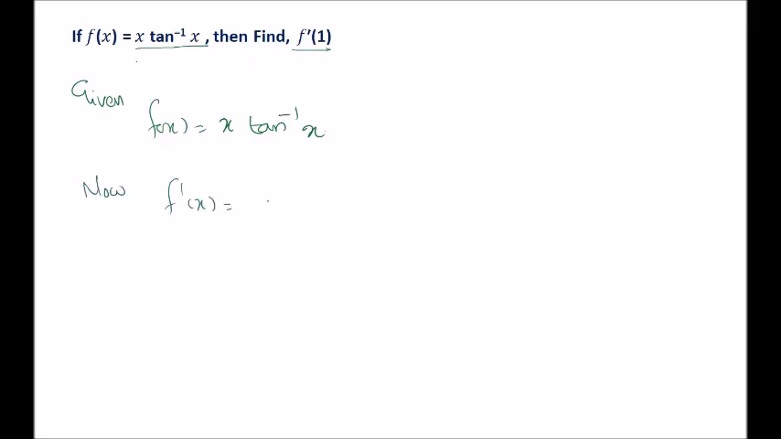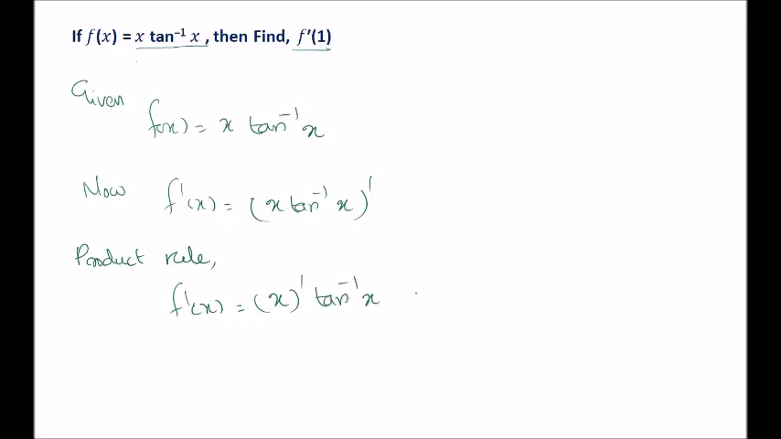f dash x is equal to x tan to the power minus 1 x, differentiated. So here we are applying the product rule. That is, f dash x is equal to x dash times tan minus 1 x, plus x times tan minus 1 x dash. That is, x dash is equal to 1.